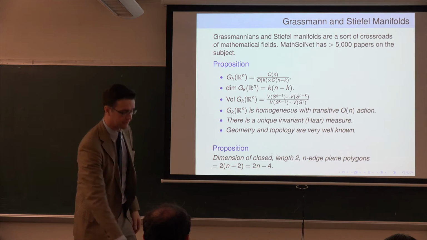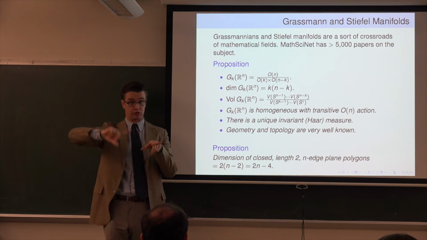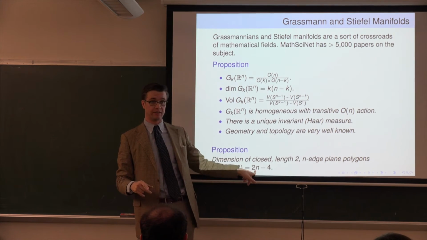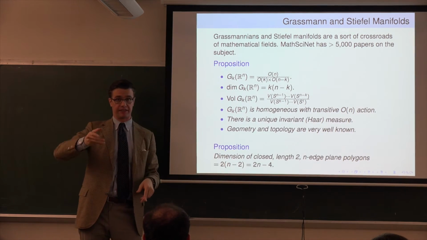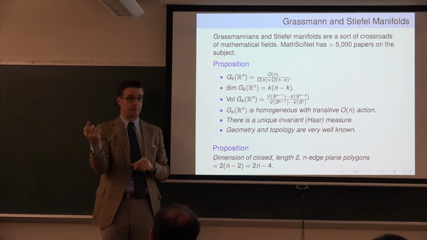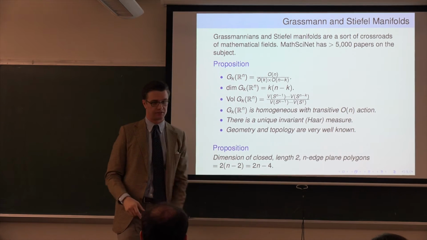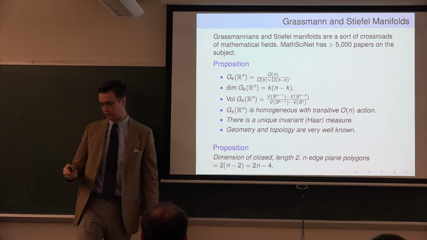Okay, which makes sense, right? Because you have n steps. Each step in principle is sort of a two-dimensional object, so that's your 2n. But you mod it out by translations, which is 2 dimensions. You mod it out by rotations, which is 1 dimension. And then you fix the length scale, which is 1 more dimension. So that's another way to see the 2n minus 4.